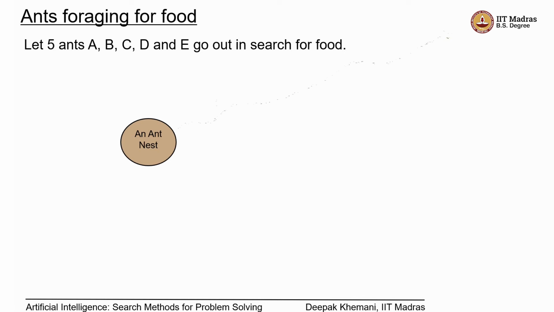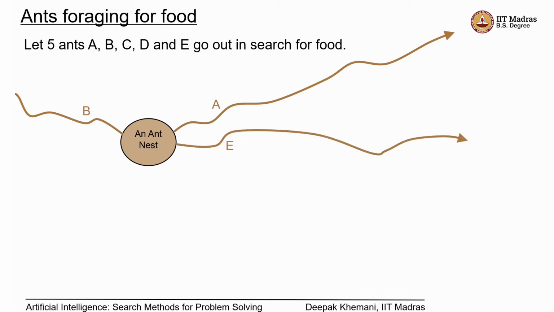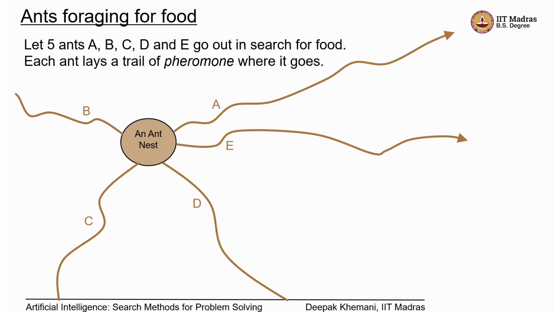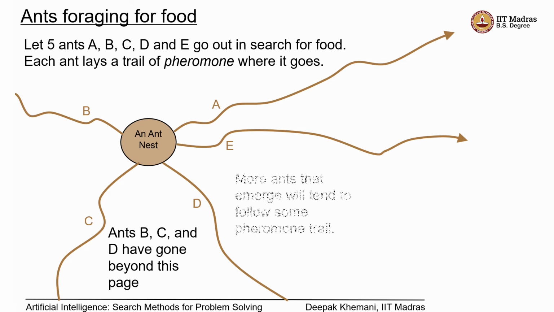So, let us say that 5 ants A, B, C, D, and E go out in search of food. When they come out of the ant colony or ant nest, they go off in some random directions in search of food. Here I have shown 5 ants which are going off in search of food, essentially. The thing about ants is that each ant lays a trail of pheromone wherever it goes. So these lines that you see on the screen are like trails of pheromone.